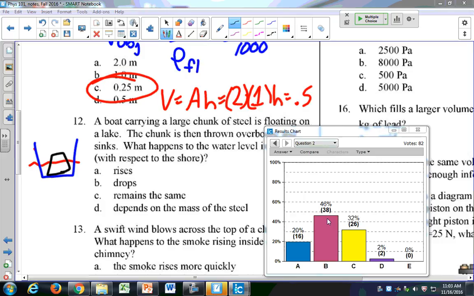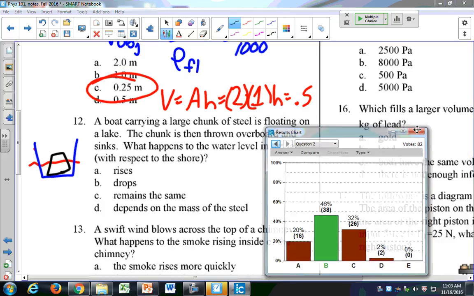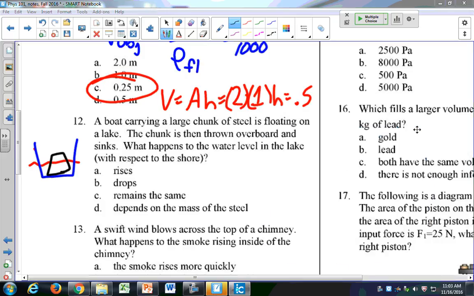Okay, the water level, when you throw it into the lake, is going to drop. Because when the steel is in the boat, it displaces the volume of water that's equal to its weight. That's Archimedes' principle: the buoyant force, which when it's in the boat is equal to the weight of the steel, is equal to the weight of the displaced fluid. So when the steel is in the boat, it displaces the volume of water that's equal to its weight.